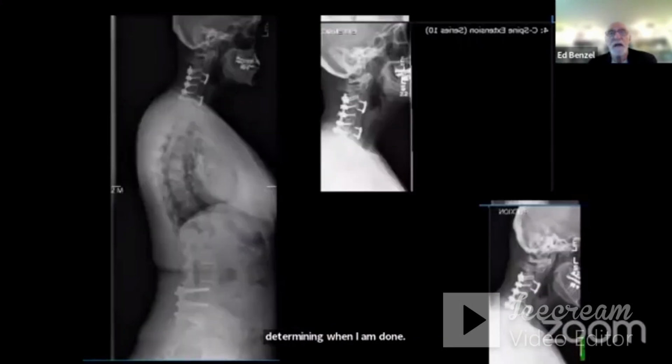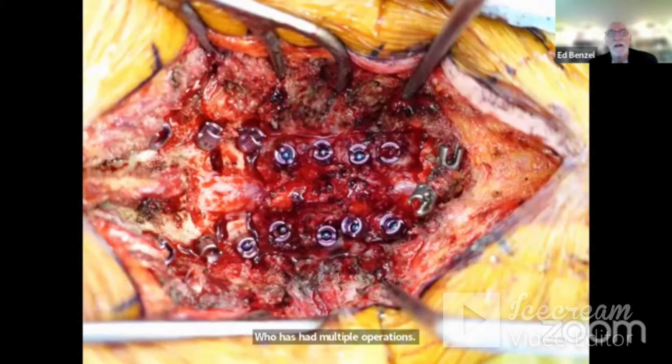And the T1 slope tells me what I need to do. This is a lady who has had multiple operations and has a significant cervical pain. We did facet osteotomies, took out old hardware, added new hardware, took her fusion up to C2, and here she is.